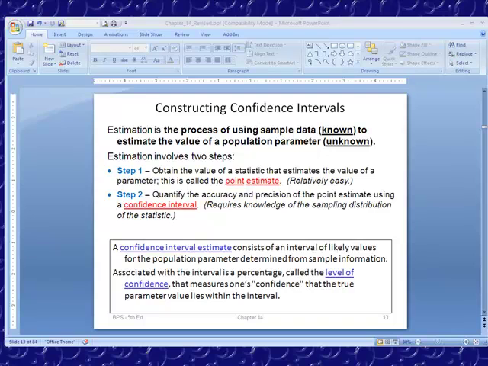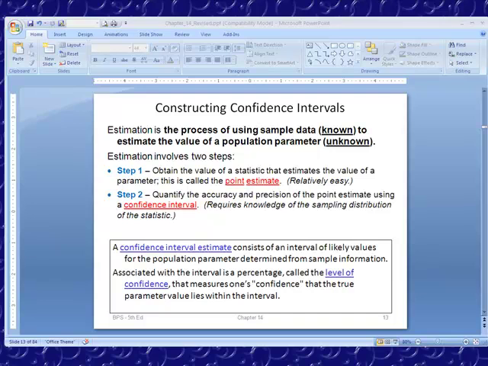Now, this requires a knowledge of the sampling distribution of the statistics, Chapter 11. So make sure that you understand Chapter 11. Now, confidence interval estimates consist of an interval of likely values for the population parameter that you're looking for, and it's determined from sample information.